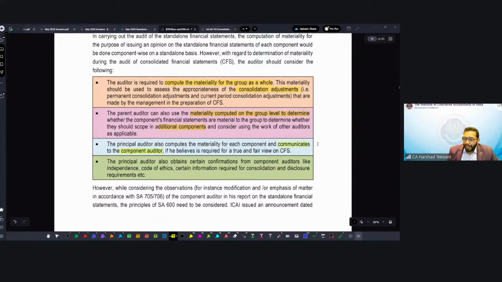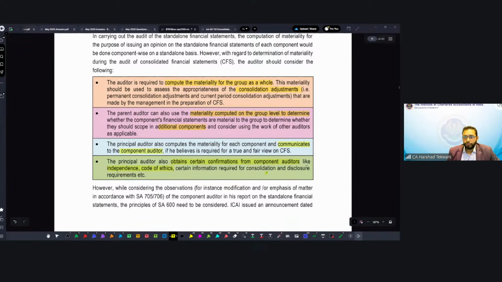So communication I can still do, even though the audit is closed. It's not necessary that if the audit is closed, you cannot do the communication. I can obtain certain confirmations from component auditors, which they might have already adhered to, like independence and code of ethics. It's not the case that the audit is closed and they cannot provide the confirmation. These responsibilities will remain even if the audit of the component is closed.